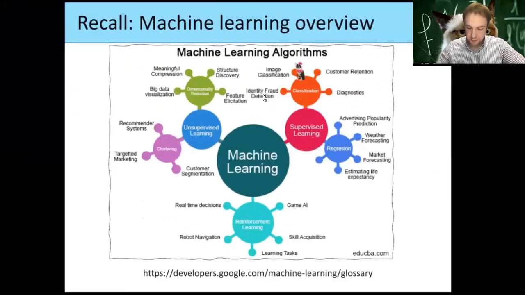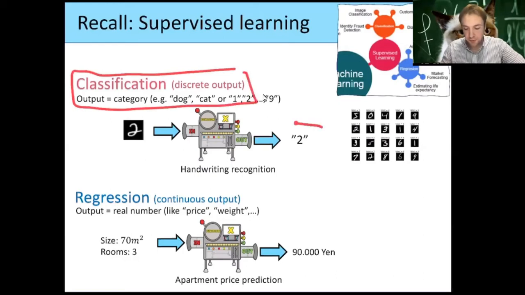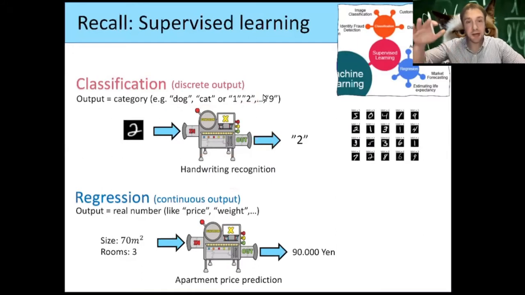So recall that in supervised learning, these two classes, classification and regression, there were two main differences between these two types of machine learning, and the difference was the output. In the classification case, the output of our machine or of our program was always something discrete. So there were different classes. And in the regression case, the output was something continuous, which means it's a number which can take any value.